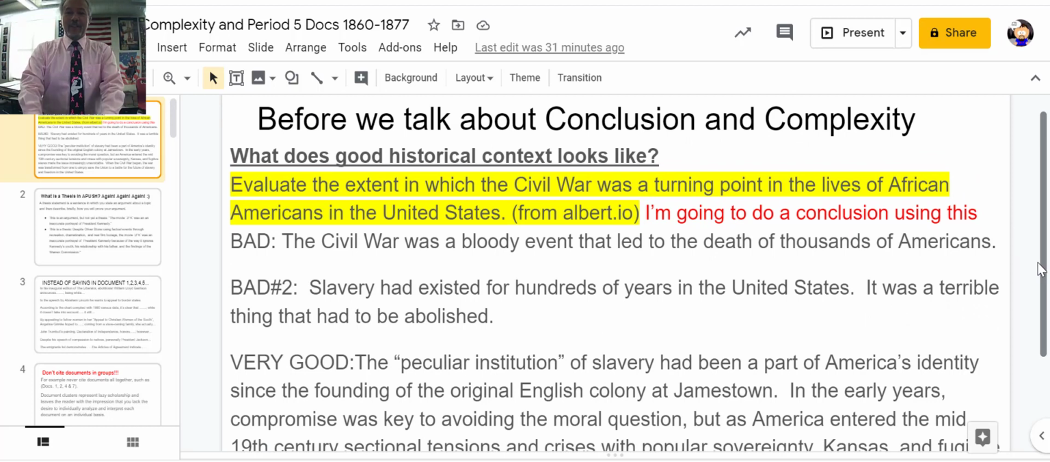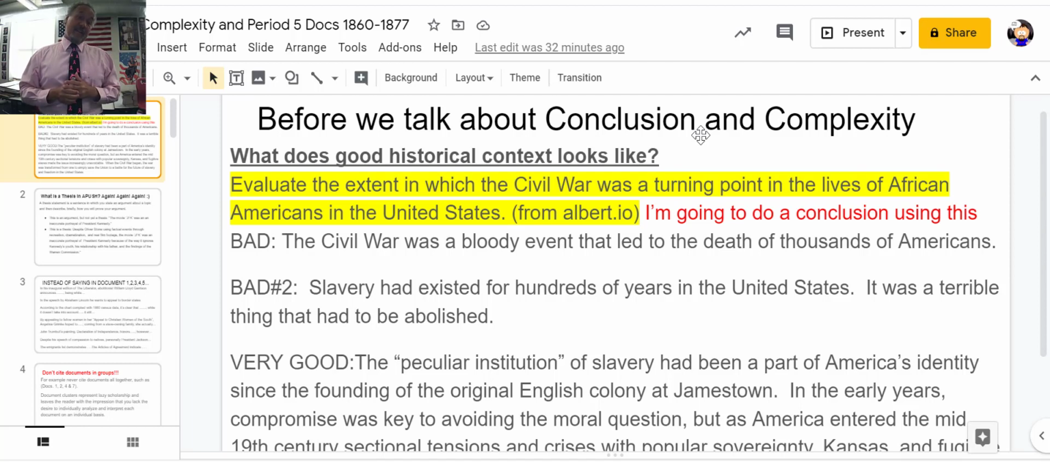Before we talk about conclusion and complexity, what does good historical context look like? This prompt from Albert.io I'm going to use later for the conclusion. Evaluate the extent to which the Civil War was a turning point in the lives of African Americans in the United States. Bad: the Civil War was a bloody event that led to the death of thousands of Americans.